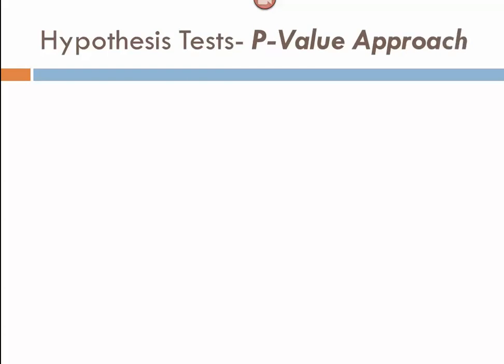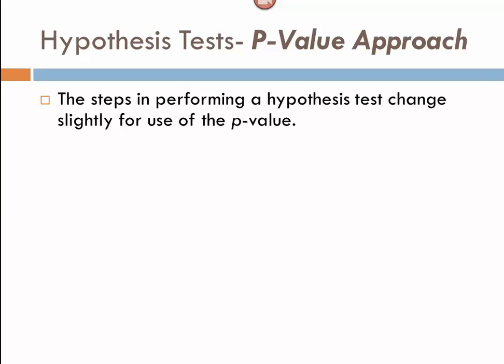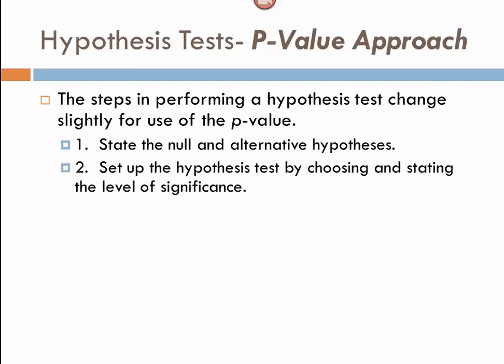A p-value approach in doing a hypothesis test is as follows. It's very similar to a critical value approach, but there are some definite differences. The first thing we're going to do is state the null and alternative hypothesis. Second, we're going to set up the hypothesis by choosing and stating the level of significance. We want to decide the level of significance ahead of time so that we're not just moving the bar so that we get the results that we want.